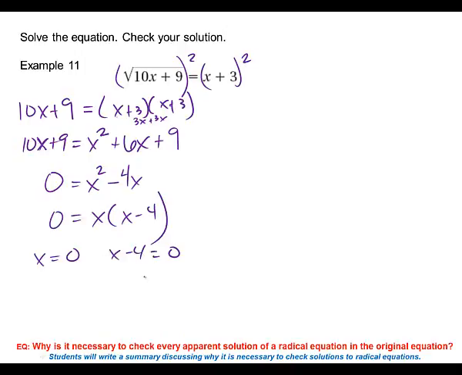We need to check it. We'll do that in a second. What do we need to do? What do we do to move the 4? Add it. So X equals 4. All right, let's check and see if either one of them is extraneous.